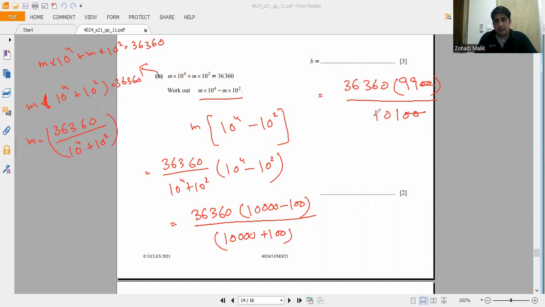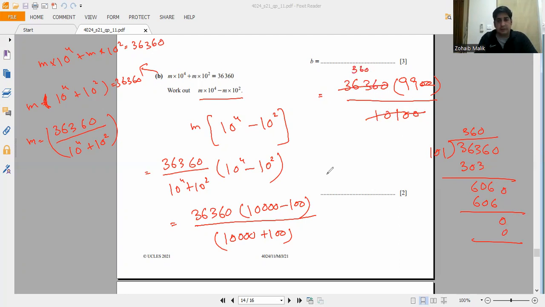So this would be 36360 divided by 101. So 101 3s are 303. So this will be left with 660 and 60. So now 101 6s are 606 and 10 is left. So 0 zeros are 0. So this is 360 into 99.